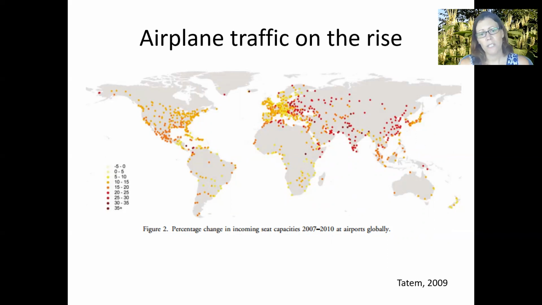All of those red ones that you see, all across Asia, in parts of Africa, South America, and Central America, are ones that are increasing rapidly. So there's a lot more connection, not just across the oceans, but across the continents as well.